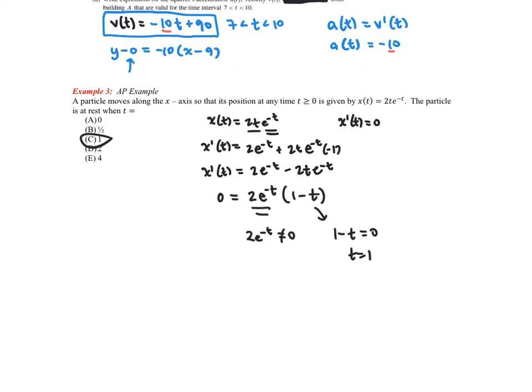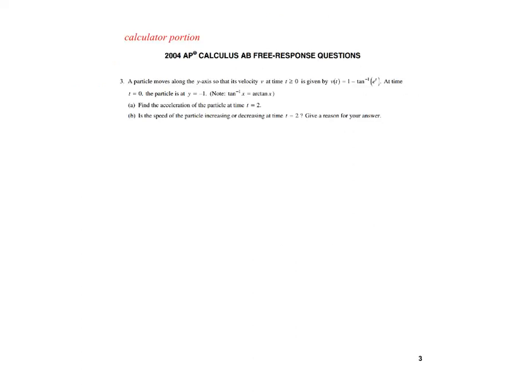Okay, let's continue with a couple more AP examples. Good old 04. Calculator portion. A particle moves along the y-axis so that its velocity at time t greater than or equal to 0 is given by v of t equals this gross function. Clearly, when you see this, it would indicate likely a calculator question, if you weren't looking above at the instructions. At time t equals 0, the particle is at y equals negative 1. Note that tan to the negative 1 of x is equal to arctan of x.